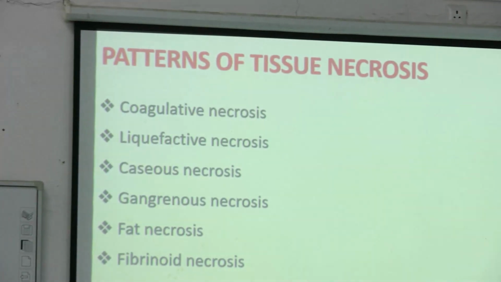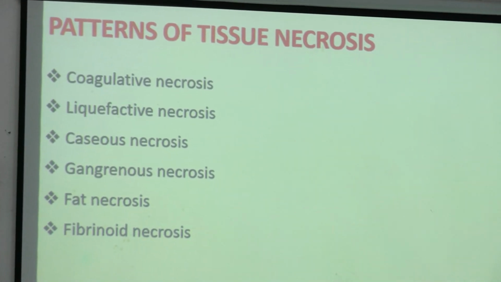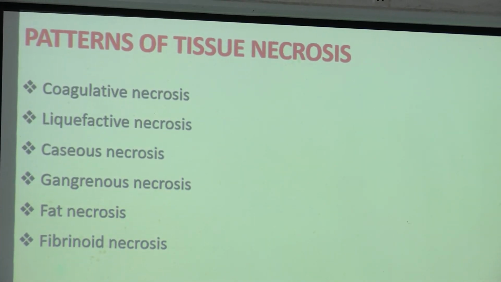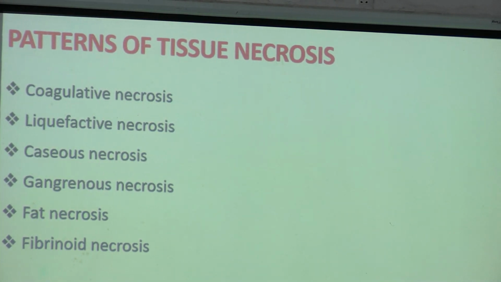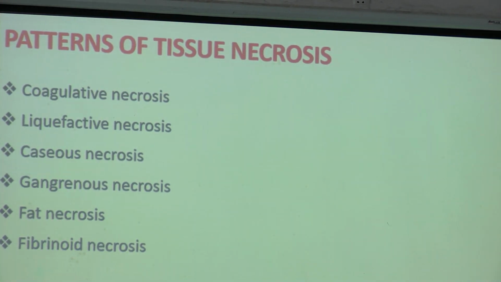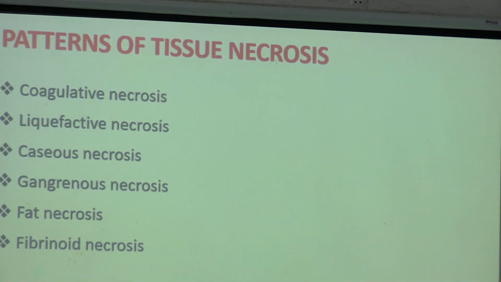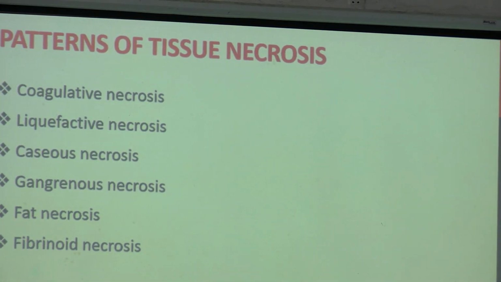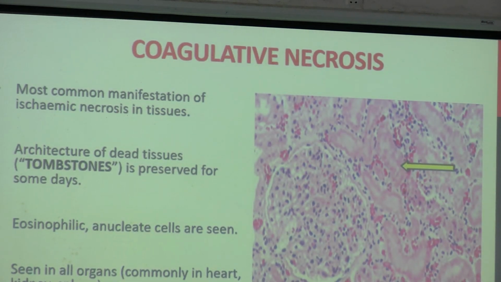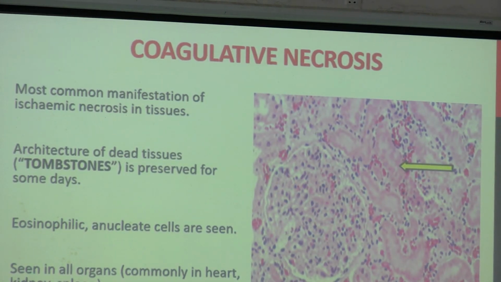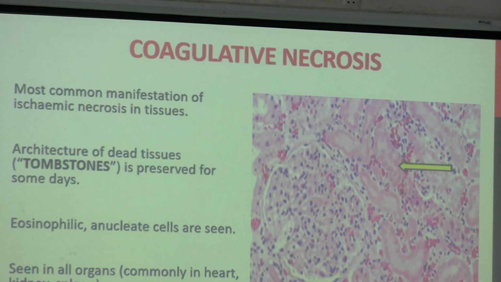Now they are actually categorizing the necrosis into 6 types. One is coagulative, second is liquefactive, third is caseous, fourth is gangrenous, fifth is fat necrosis, and sixth is fibrinoid necrosis. Fibrinoid necrosis. Let us come one by one. First is coagulative necrosis. What is coagulative necrosis here?